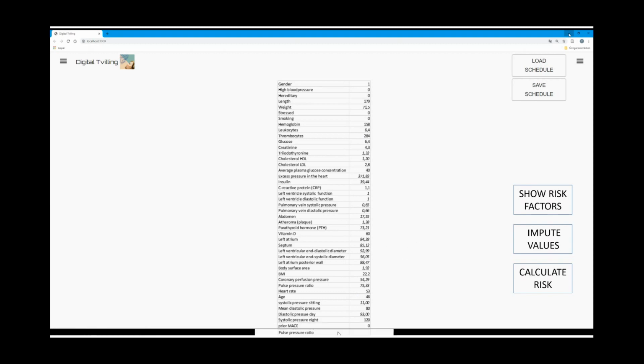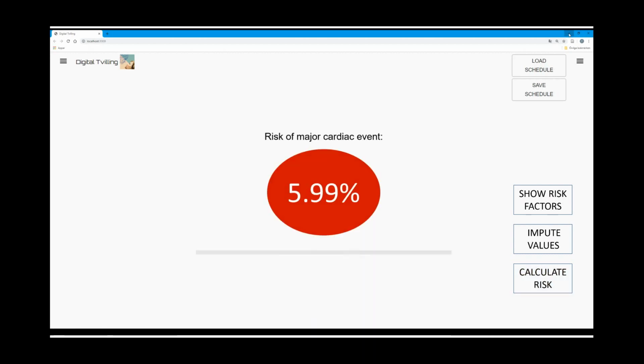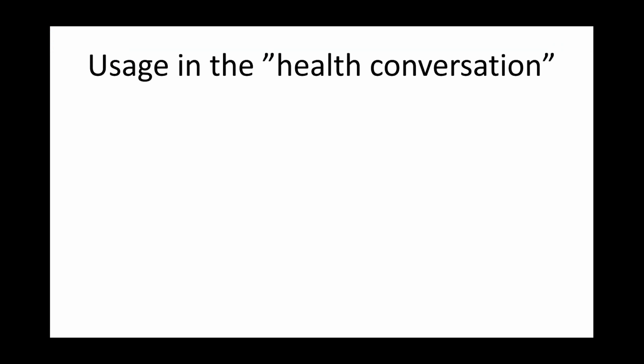And this has been done by training the statistical part on big clinical data sets with many patients to be able to predict all values. And once you have done that, you can also calculate the risk of having a major cardiovascular event within the next 4 years. So this is what I wanted to show you on the current capabilities.